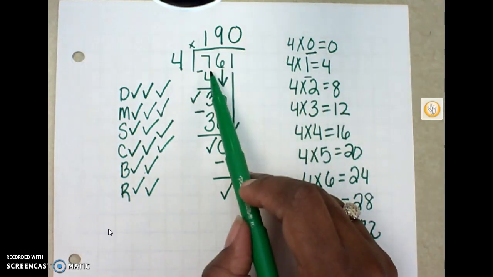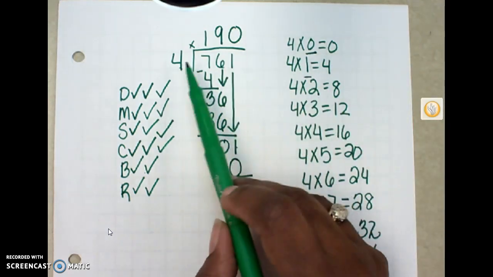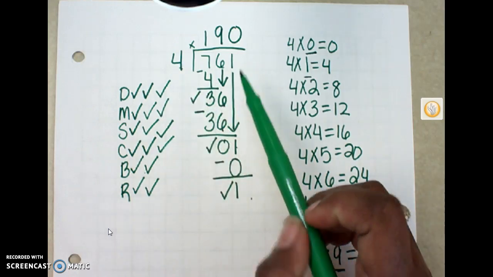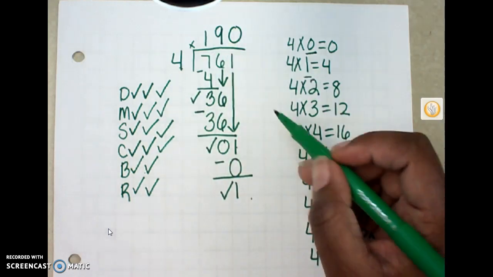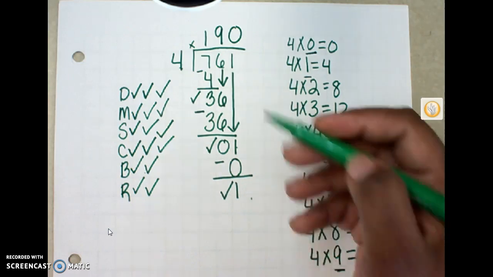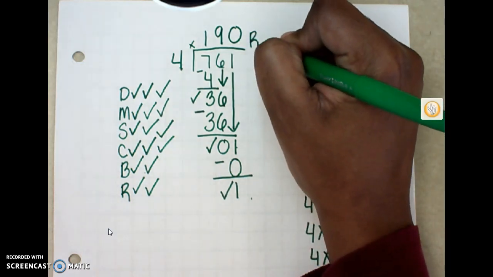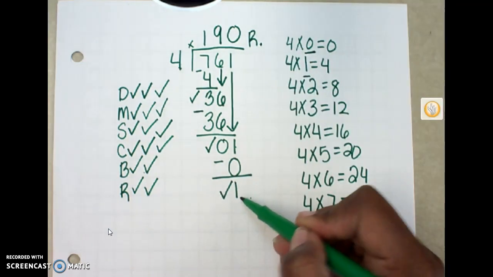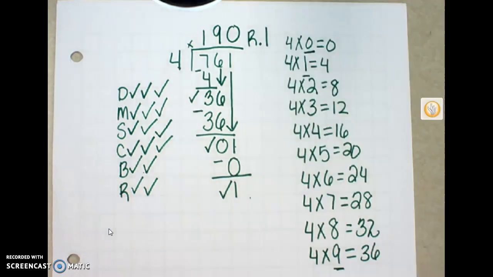So 761 divided by 4 is equal to 190 with a remainder, and I'm going to put the R at the top, with a remainder of 1.